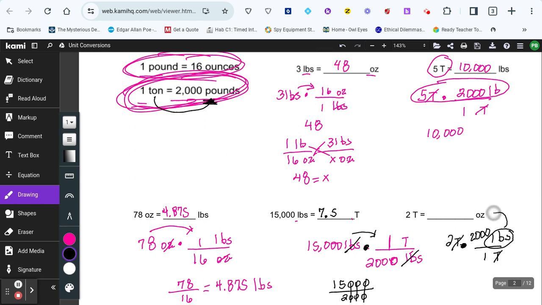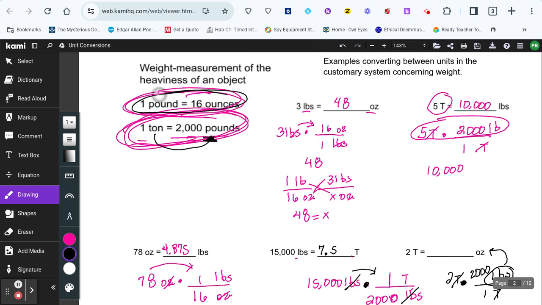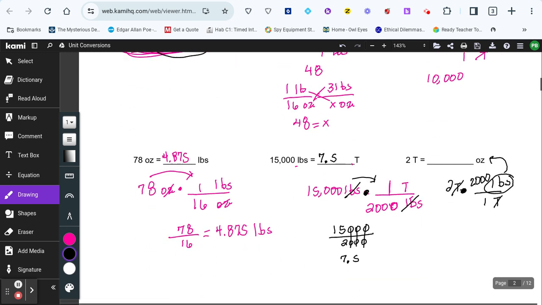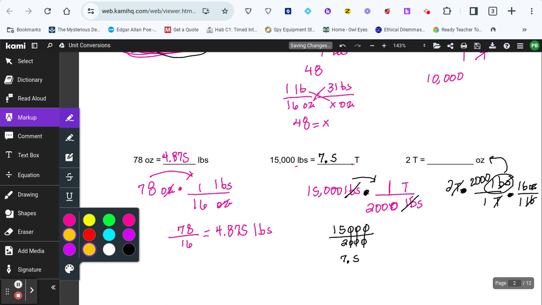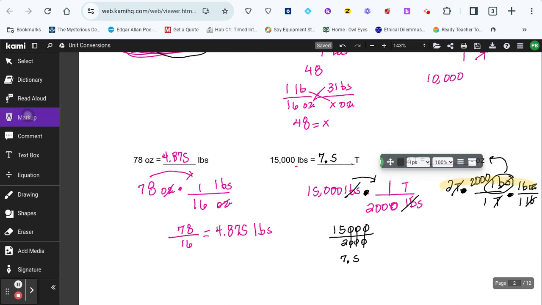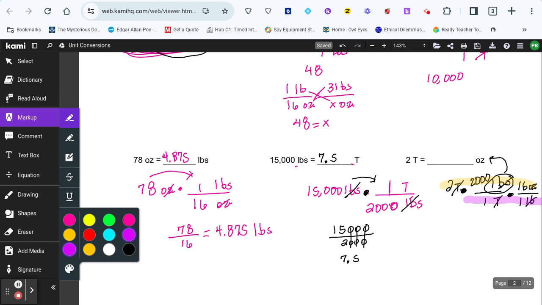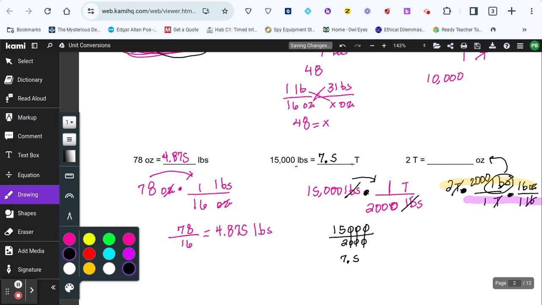Now, is there a way for me to get from pounds to ounces? Well, let's see. For pounds and ounces, I have to use 1 and 16. 1 pound is going on the bottom, so I can cancel with that, and 16 ounces is going on the top. I multiply everything on the top, and on the bottom I'm only dividing by 1, which is good. So I have 2 times 2,000, which is 4,000, times 16. That's 64,000 ounces, guys. In 2 tons, there are 64,000 ounces.